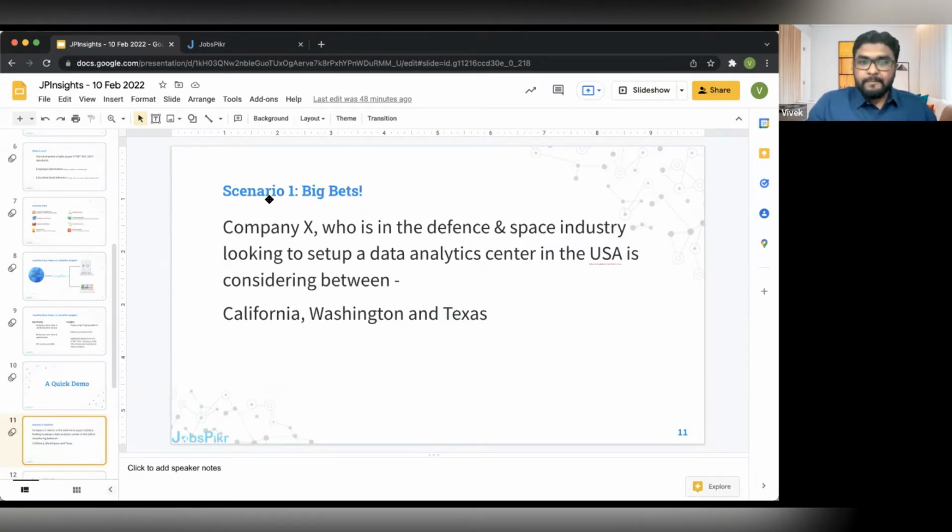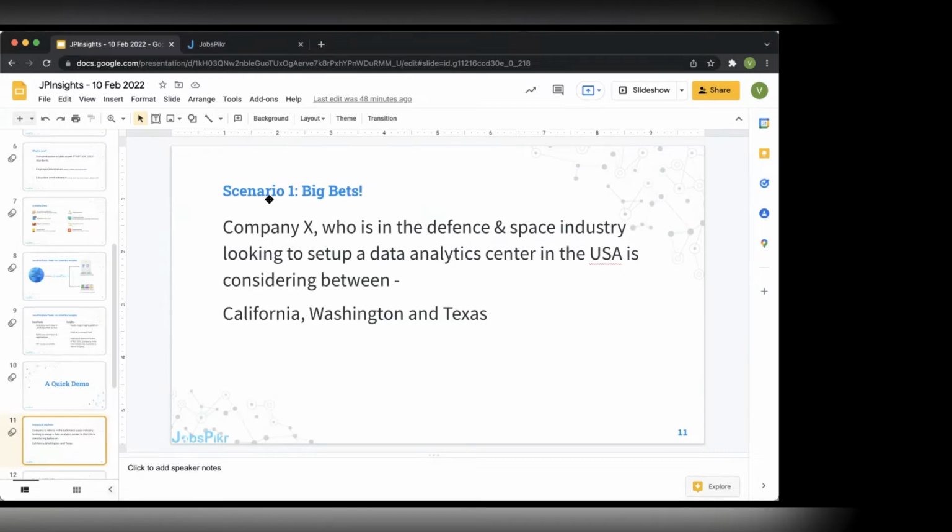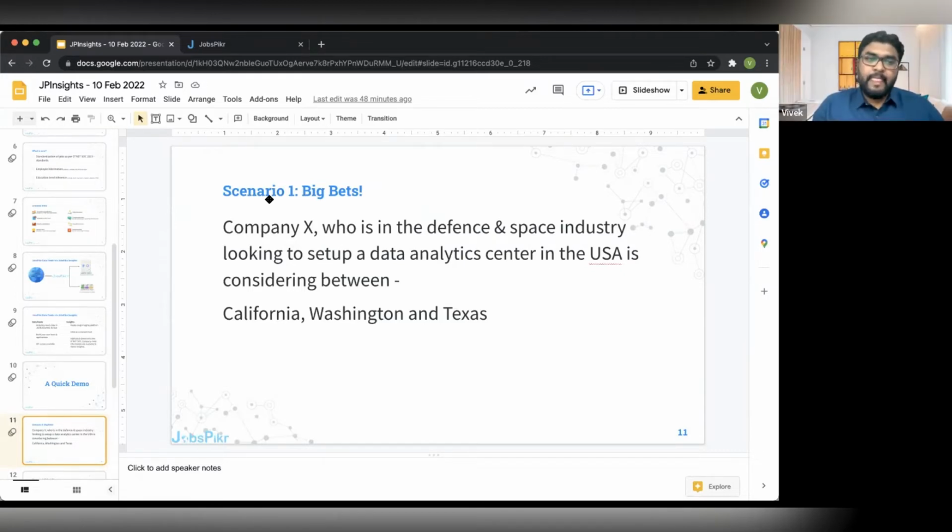There are two key areas where JobSpeaker Insights would make sense. One is what we call big bets. This could be in terms of, say, geo decisions like where to open your new office or new manufacturing facility, etc. Or it could be, say, for a private equity firm who is trying hard to find which companies are growing at an exponentially high pace with respect to the industry standards.